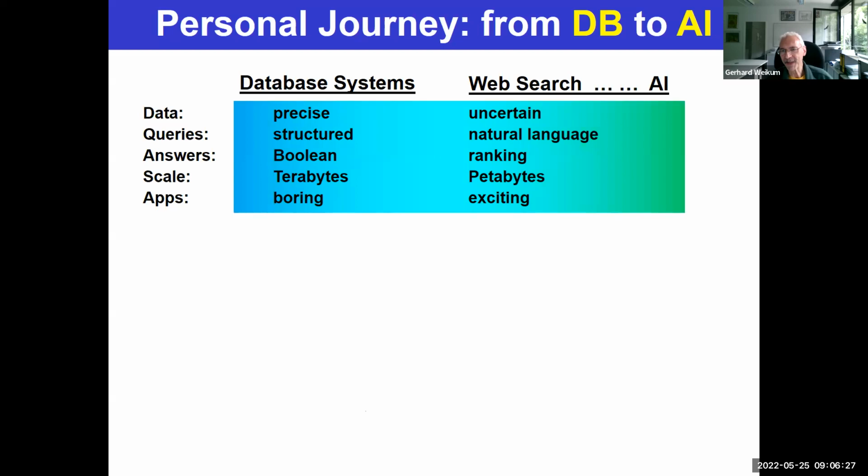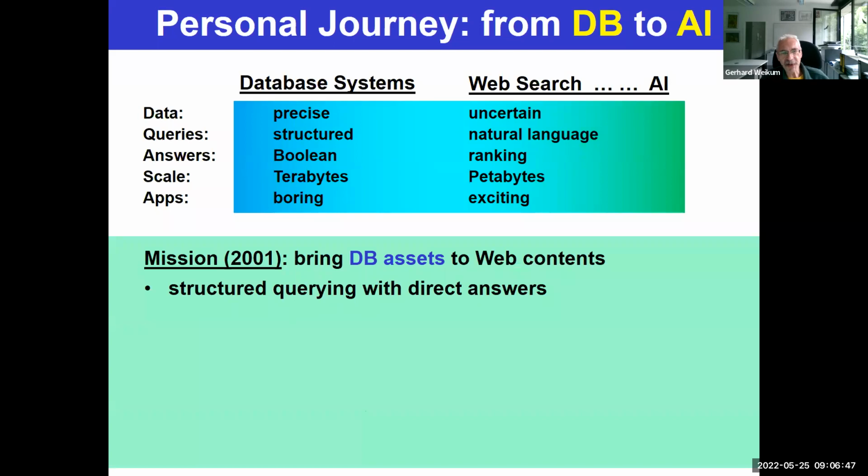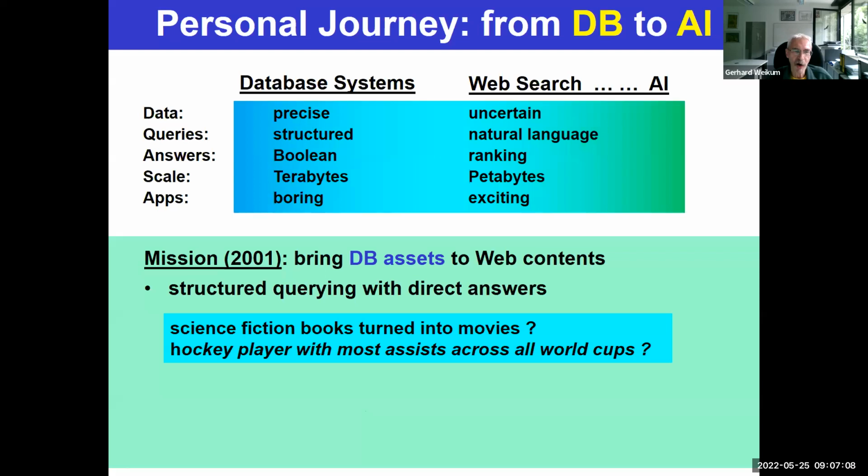And in general, I found the web, and actually improving the way we can query web content, so fascinating and so challenging. Actually, this became my main area. At some point, a vision emerged. Can't we apply structured querying, precise querying, to web contents? That is, a priori, very vague and noisy and highly ambiguous and spread across many sites. For example, can we answer queries like this: science fiction books turned into movies, or which hockey player had the most assists across all World Cups?